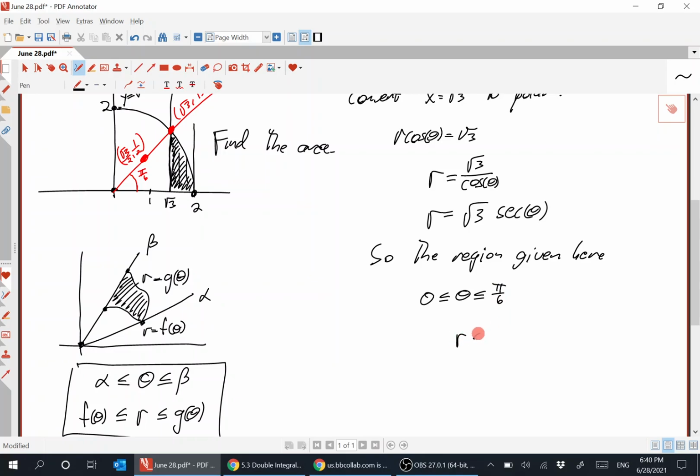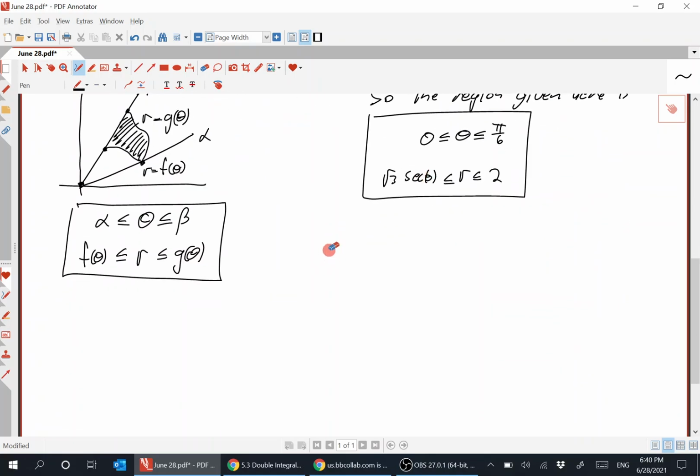And then the r, right, the r is stuck between the line and the circle. So the upper bound for r is the 2. And the lower bound for r is this thing, root 3 secant theta. So this is the region given. Now, if you want to find the area of the region given as a double integral, using a double integral, the area is equal to the double integral over D of 1 dA.